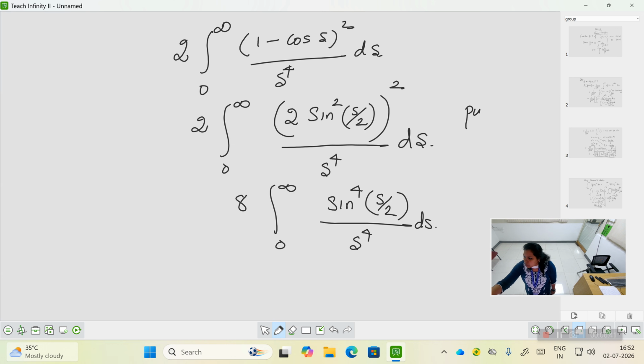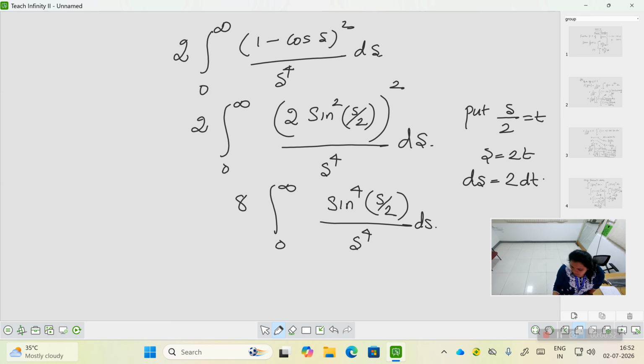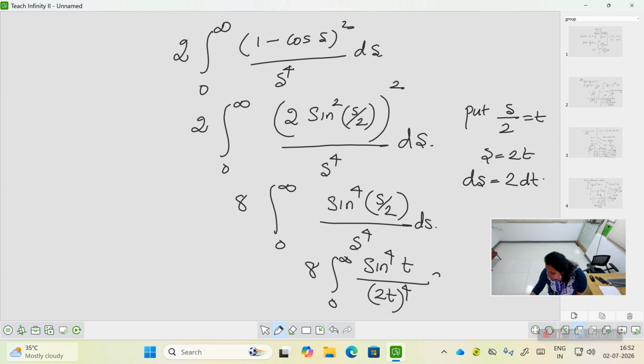Now put s/2 = t, so s = 2t, ds = 2 dt. Substitute all the terms here: 8 times the integral from 0 to infinity, same interval only, there is no change, of sin⁴t divided by (2t)⁴, ds is 2 dt. Which terms are getting cancelled? You are getting 16, so this will get cancelled.